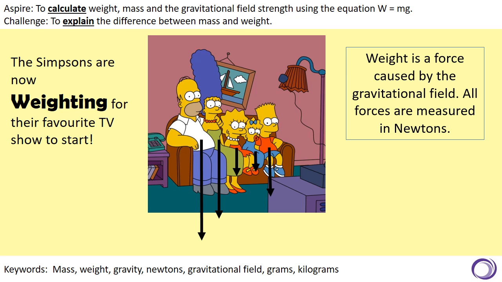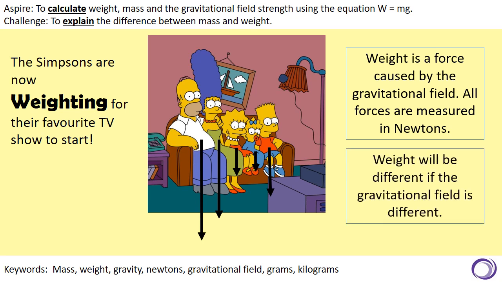They're all on Earth there on the settee. Homer's got the biggest mass, so Homer would have the biggest weight. But weight will be different if the gravitational field is different, because weight doesn't just depend on your mass, it depends on the pull of gravity as well.